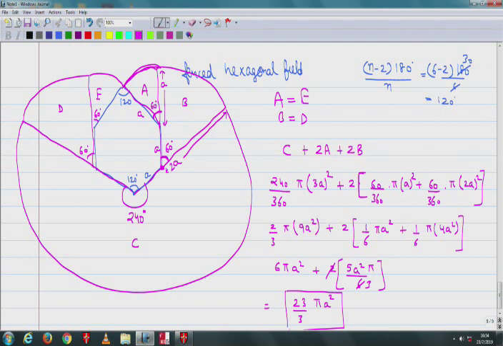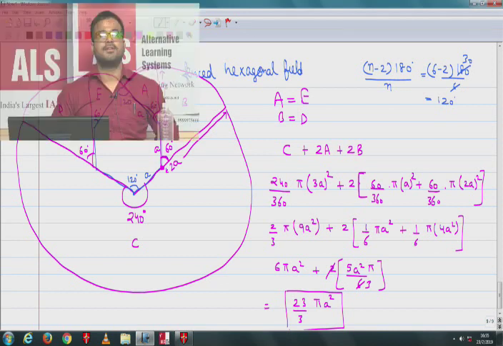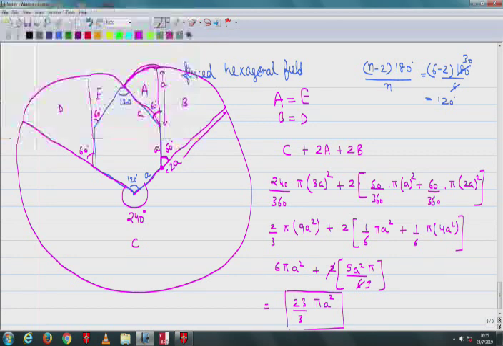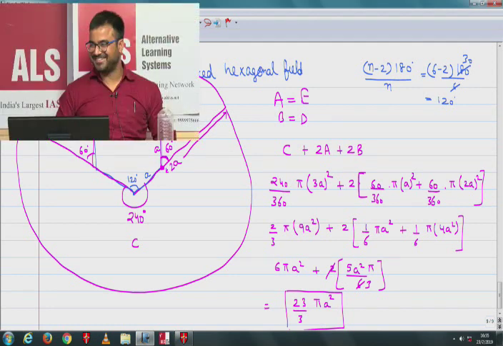Is this clear? Shillong? Is the calculation making sense? Good question, it's a very good question. The concept wise the question is very good. Yes CC-Pur, what's up? Good question.